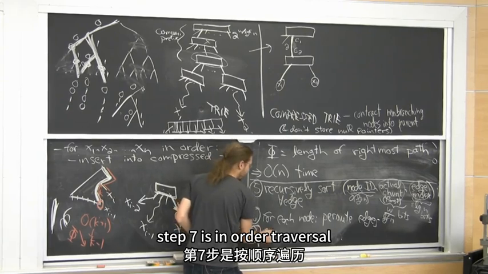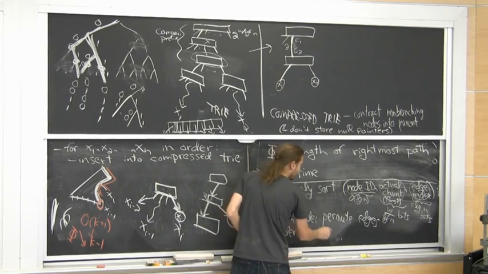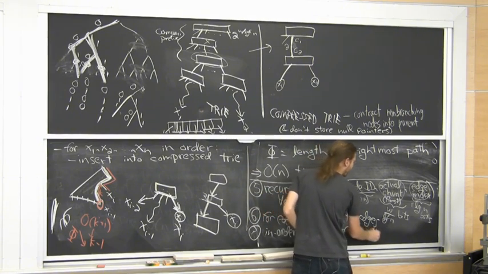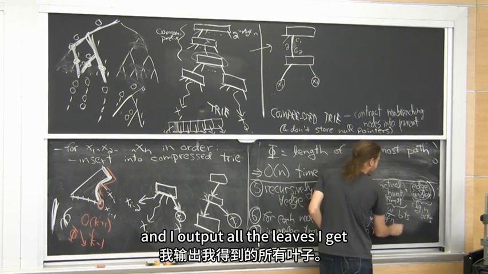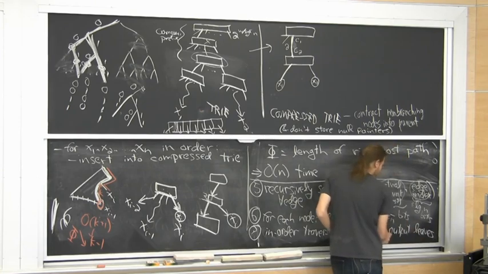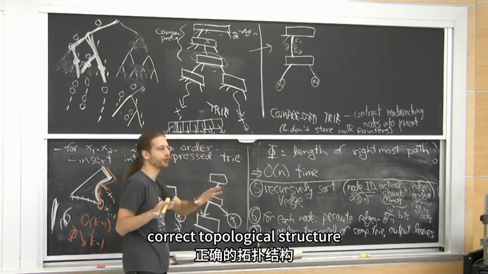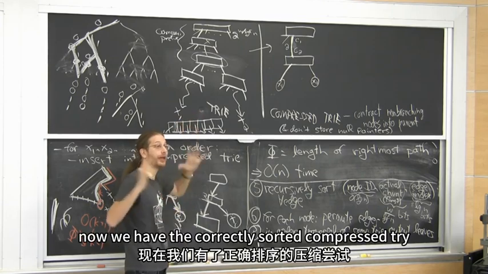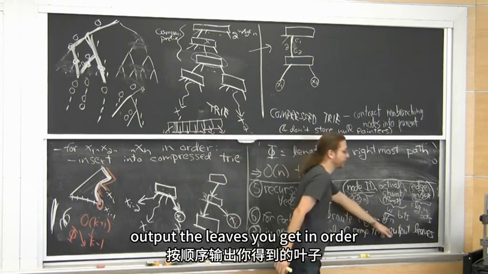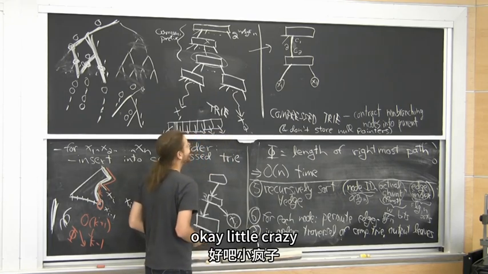Step 7 is in-order traversal of the compressed trie. And I output all the leaves I get in order. And the point is, we computed the compressed trie, which has the rough, correct topological structure. Then we fixed the order within each node. Now we have the correctly sorted compressed trie. And so you just do an in-order traversal, output the leaves you get in order. Boom, we've sorted all the items. Okay, a little crazy.